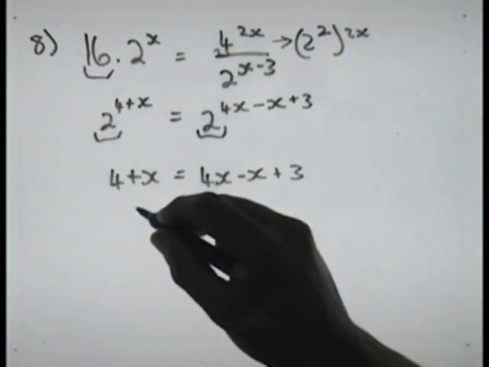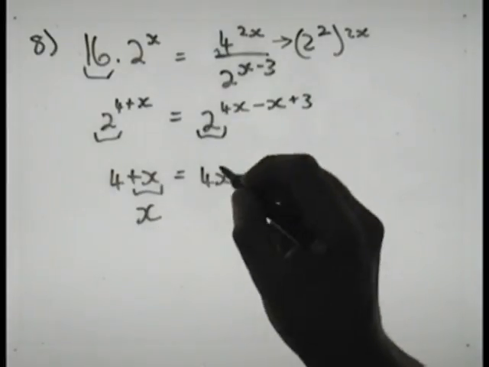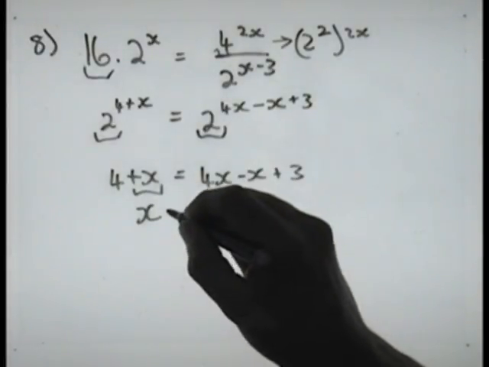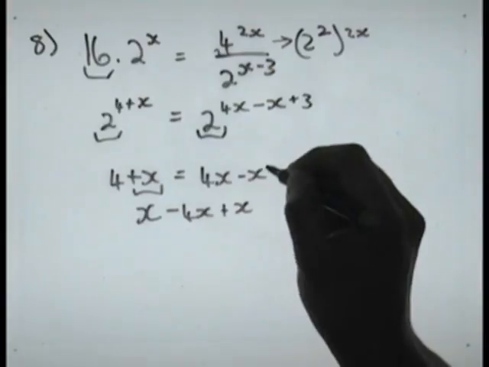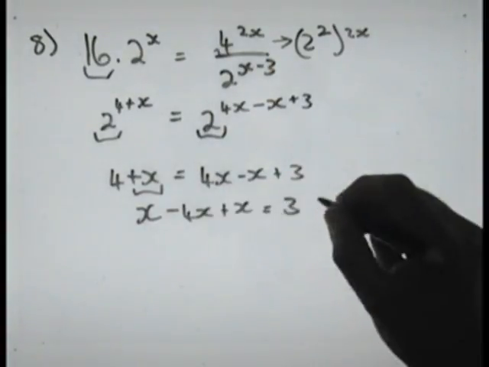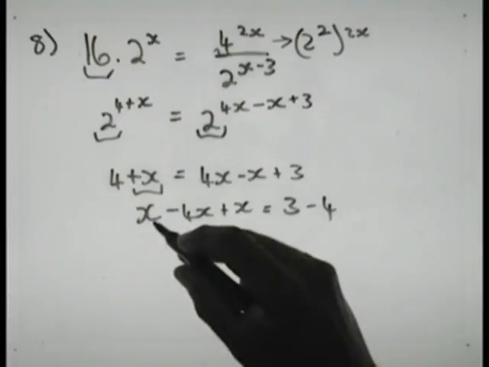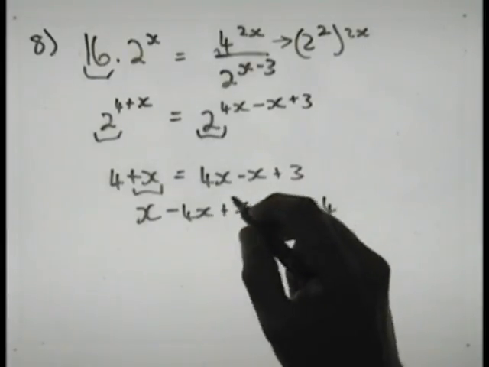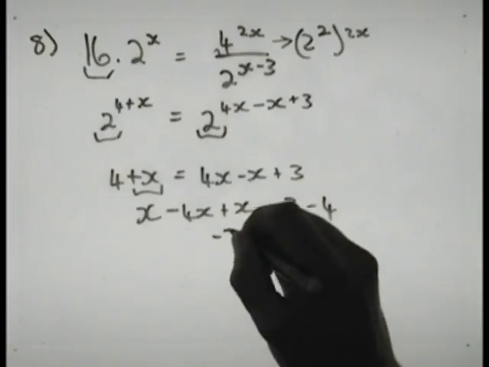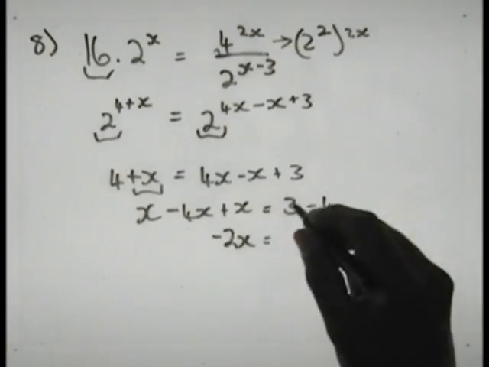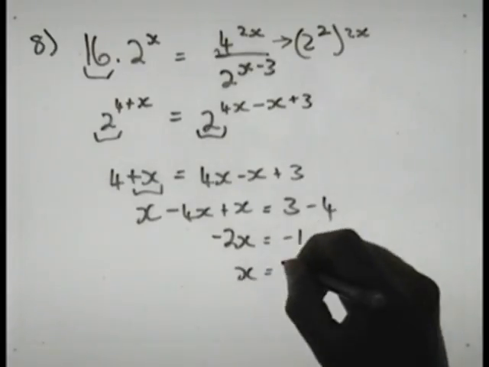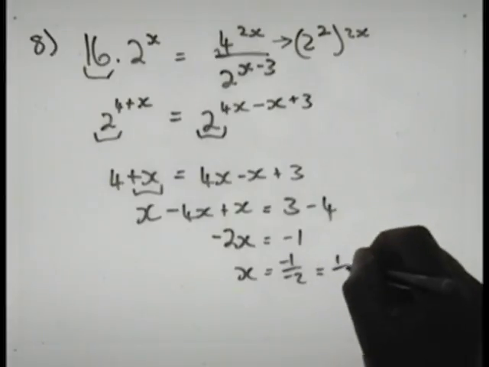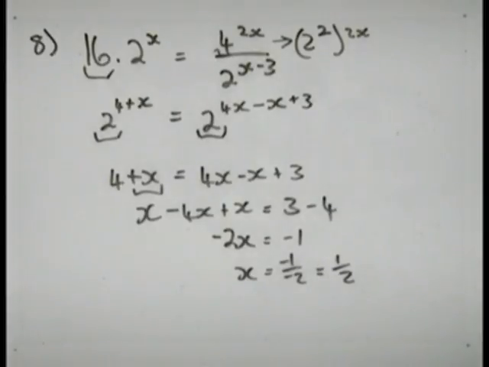That means that I'm going to leave x on its own there and take these x's across, so that will be x minus 4x plus x is equal to 3 minus 4. That's minus 4x plus 2x, which is minus 2x, is equal to 3 minus 4, which is minus 1. That means that x is equal to minus 1 over minus 2, which is equal to 1 over 2. Number 9.